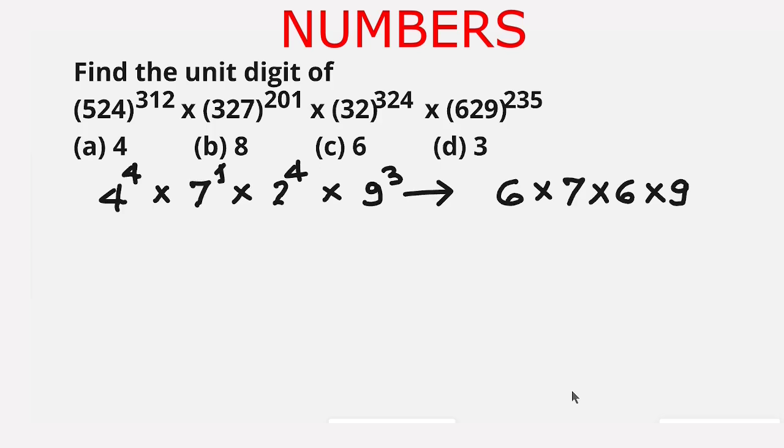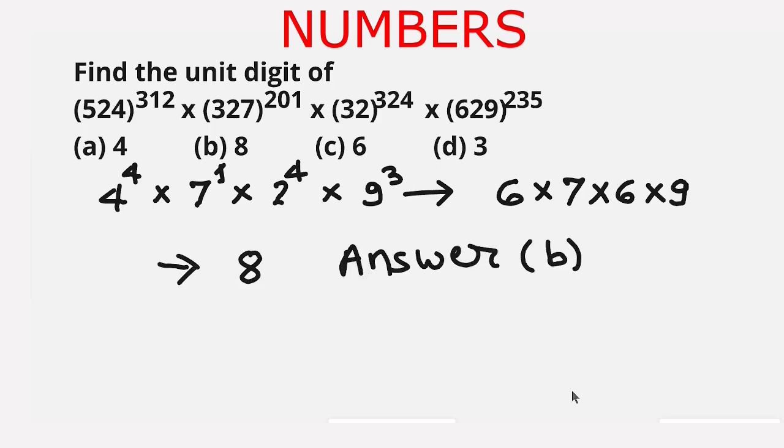Now 6 times 7 is 42, and ones place of 42 is 2. We multiplied that 2 to the next digit 6. 6 times 2 is 12 and ones place digit of 12 is 2 again. We multiplied that 2 with 9. 9 times 2 is 18 and ones place digit of 18 is 8. So our ones place digit of the given question will be 8. And from the given options, our answer is option B.